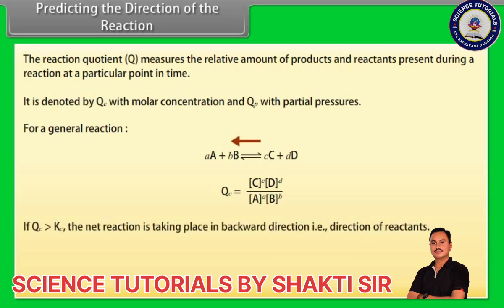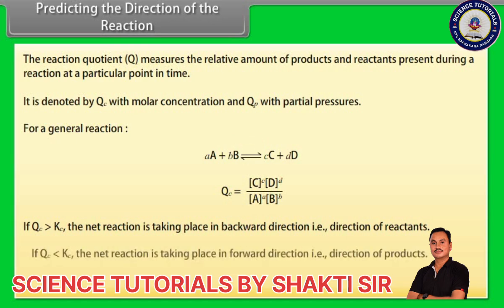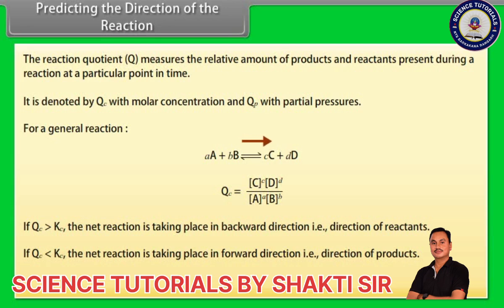if Qc is greater than Kc, the net reaction is taking place in the backward direction, that is, the direction of reactants. If Qc is less than Kc, the net reaction is taking place in the forward direction, that is, the direction of products. If Qc is equal to Kc, the reaction is at equilibrium, that is, no net reaction is taking place.